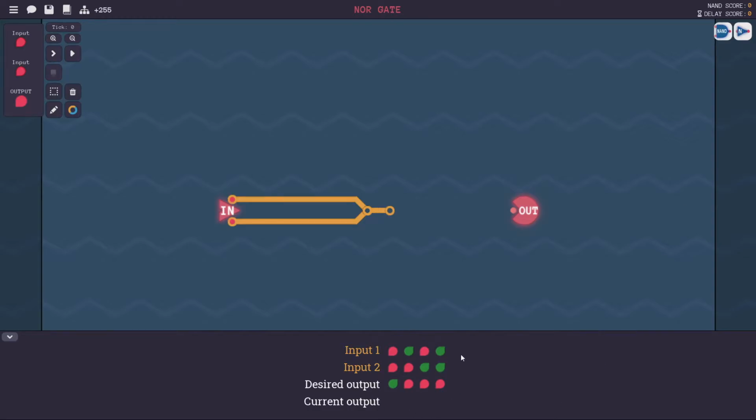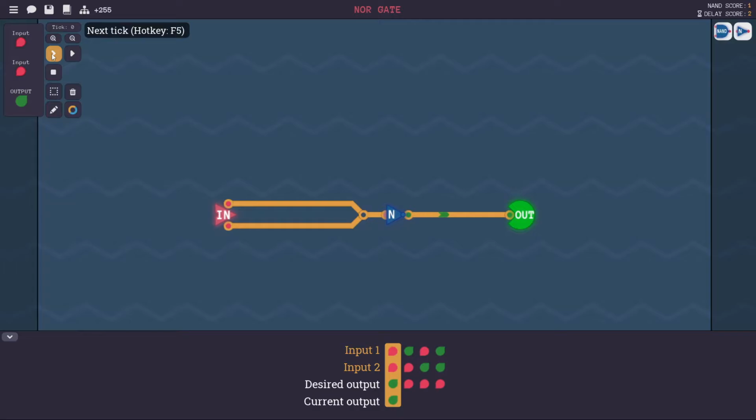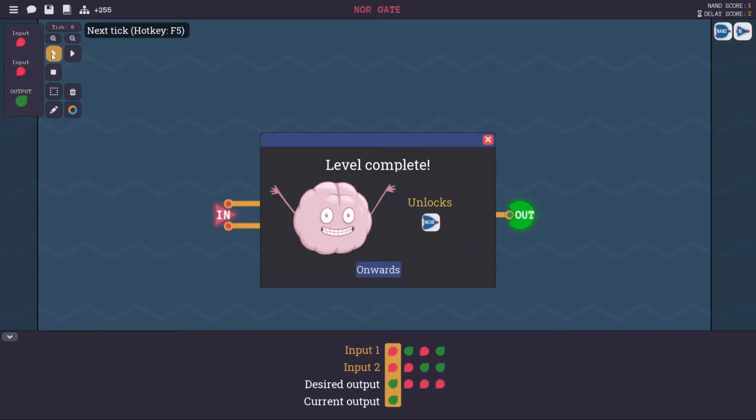And now looking at the bottom truth table, if we ignore these two middle columns because they're not possible, we can see that when it's off, we want it to be on, and when it's on, we want it to be off. And if you look at the truth table of the NOT gate that we just made, that's exactly what we have here. So we can put that into our circuit, connect that to out, and you can see that it works.